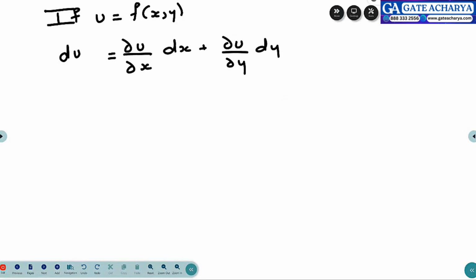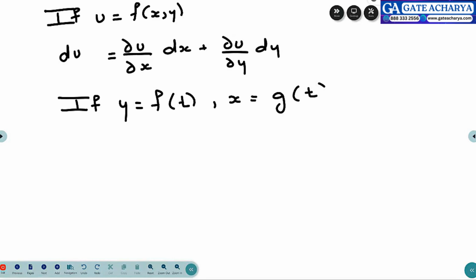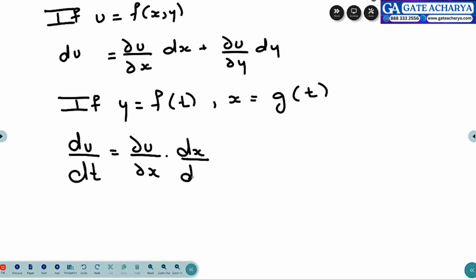Got the idea? So if further it's given that y is some function of another variable known as t, and x is some other function but of the same variable t. If I want to find du by dt, what is that? Dou u by dou x dot dx by dt plus dou u by dou y dot.